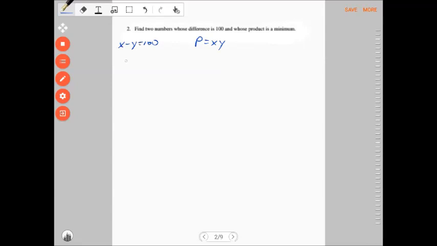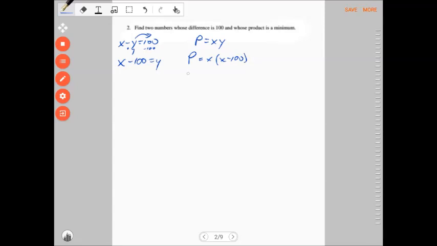So this time, let's move the y over. So we're going to get x minus 100 equals y. Hopefully you saw how I did that. So plus y, and then that goes over to this side, and then minus 100 from that side. All right, so the product is equal to x times the y, which is x minus 100.